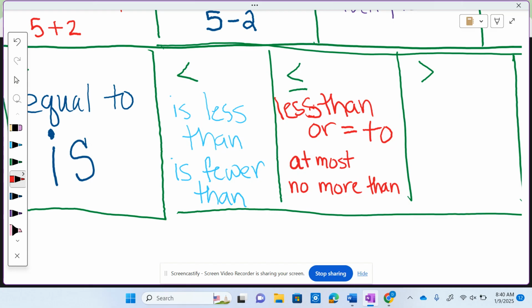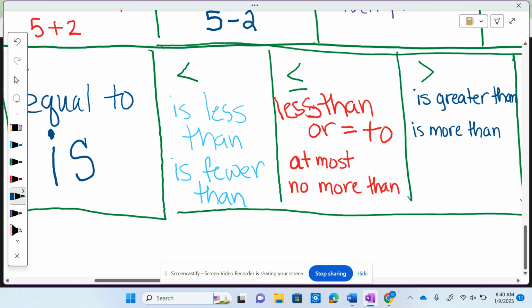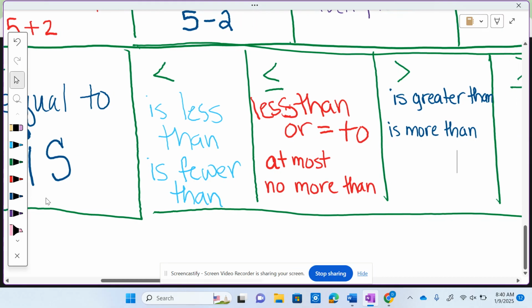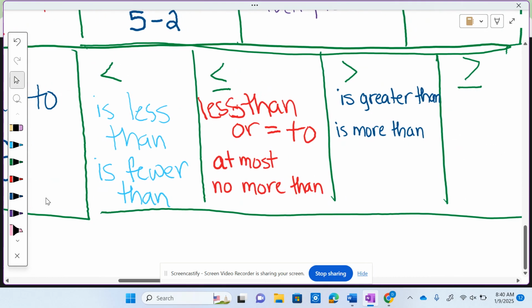And then our next one, well, that's just the greater than symbol. So, is greater than. Or you might see is more than. Okay. Is greater than or is more than?